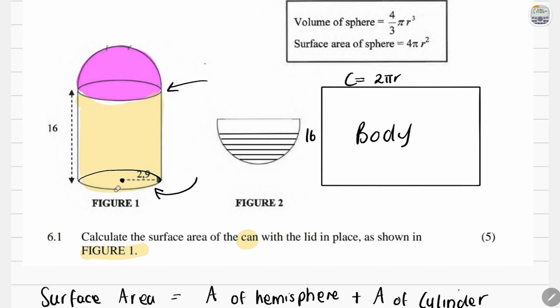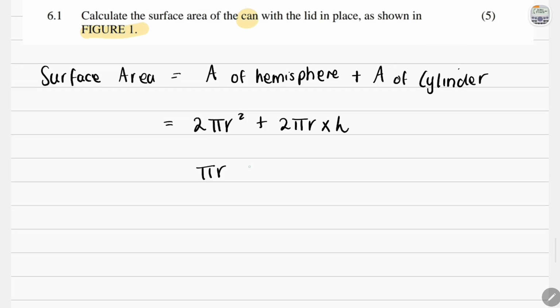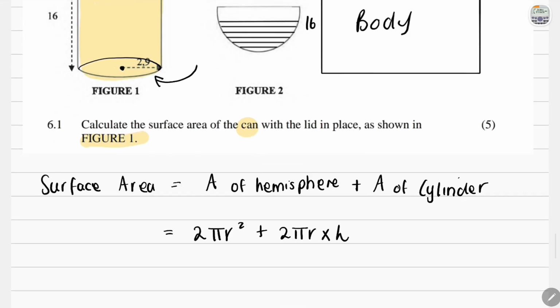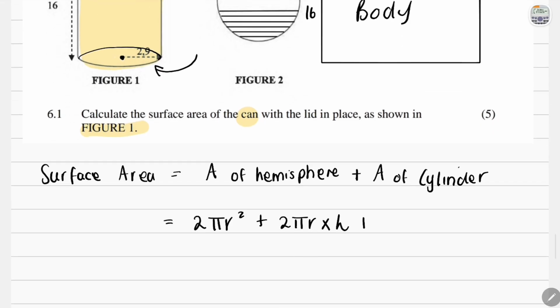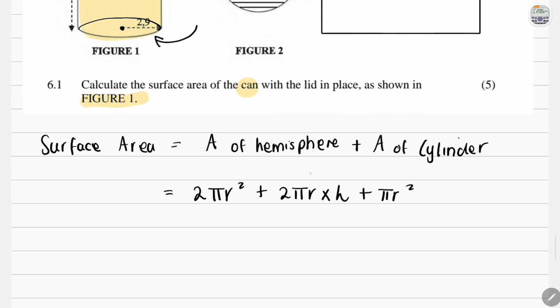How do you find the area of a circle, that flat shape there? You find the area of a circle by saying pi times radius squared. Okay, so that's what we need to add to this. We are putting the area of the body and then also that bottom circle, which is pi r squared. Okay, so all of this covers the area of the cylinder. We're done with that. And we already have the area of the hemisphere.